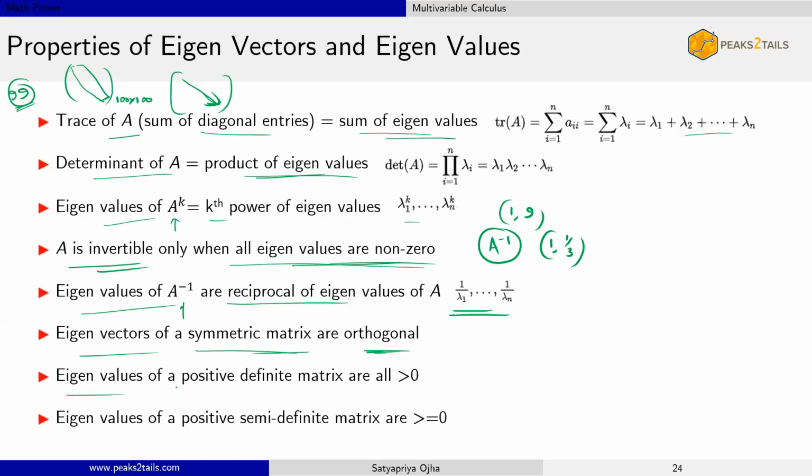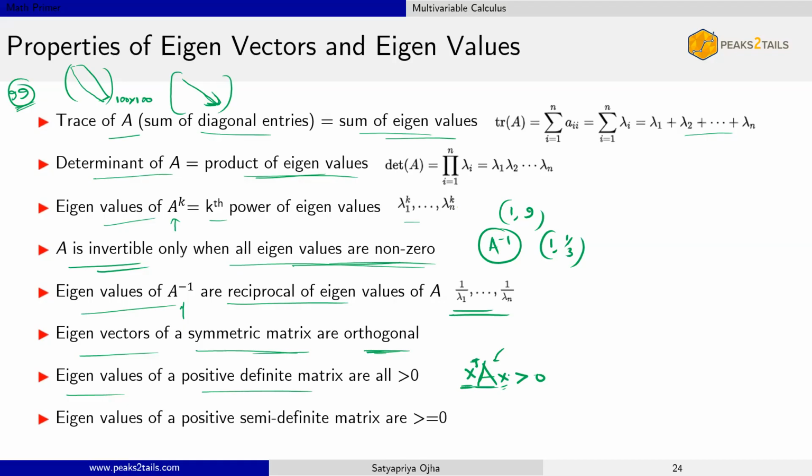Eigenvalues of a positive definite matrix. When we talked about positive definite matrix, remember this was the definition, X transpose A X greater than 0. Take any vector X, transpose times A times that vector. If it is always greater than 0, then we say A is positive definite. How do you verify this? It's very hard. Take any random x and prove using algebra that this is always greater than zero.